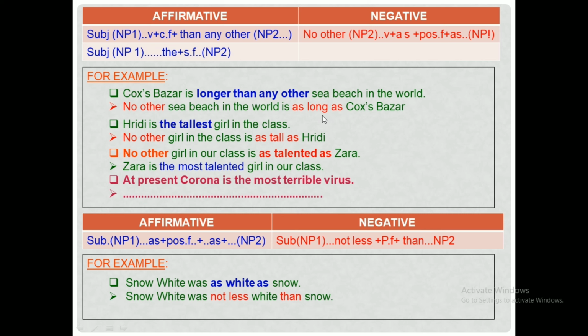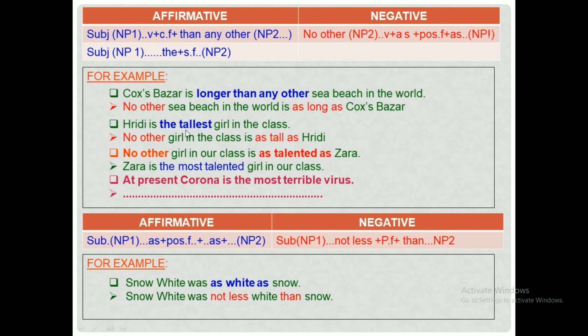Then the positive form of longer, which is long in the sentence, and as, and then NP2, Coxsbazar. As a result, the complete sentence in negative form is: no other sea beach in the world is as long as Coxsbazar. Then the next example is in the superlative form, as the word tallest is the superlative form of tall.